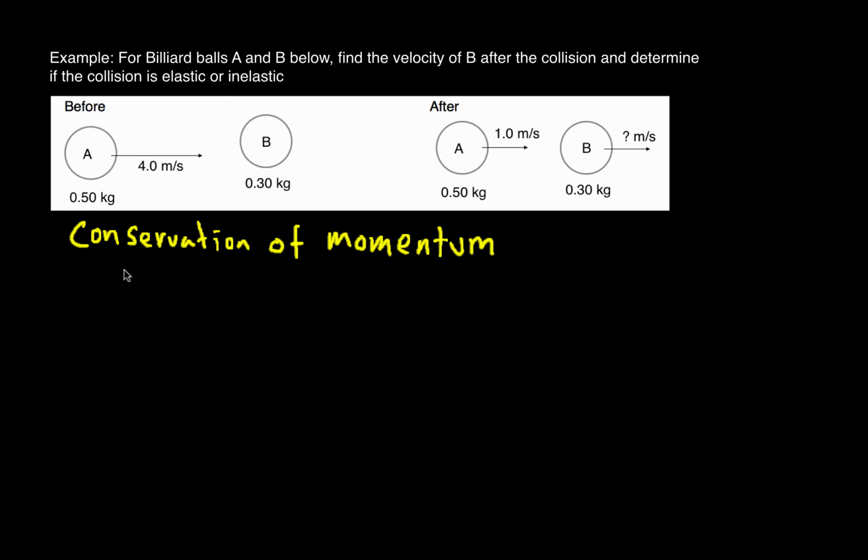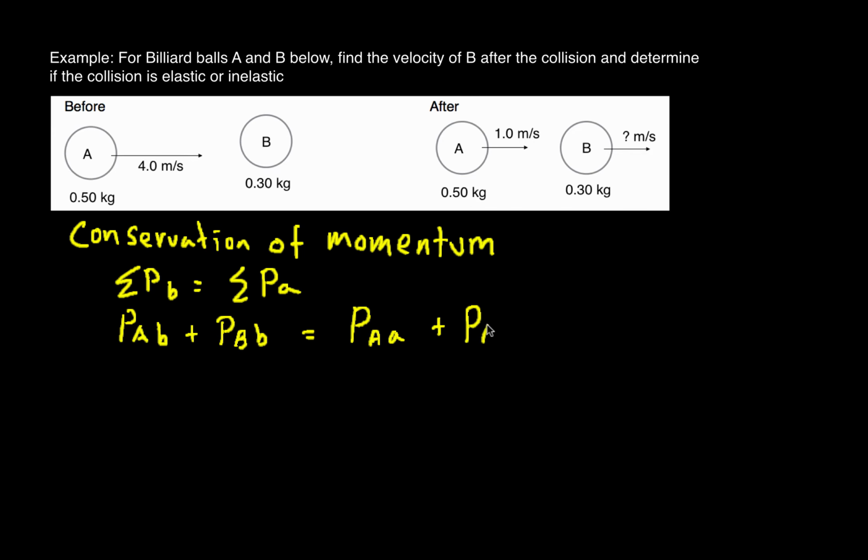The law of conservation of momentum says the sum of the momenta before the collision is equal to the sum of the momenta after the collision for an isolated system. This means momentum of ball A before the collision plus momentum of ball B before the collision equals the momentum of ball A after the collision plus the momentum of ball B after the collision.